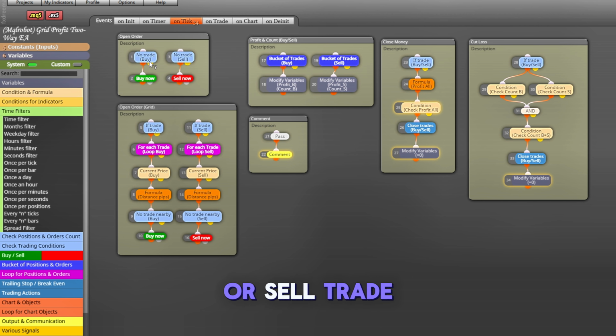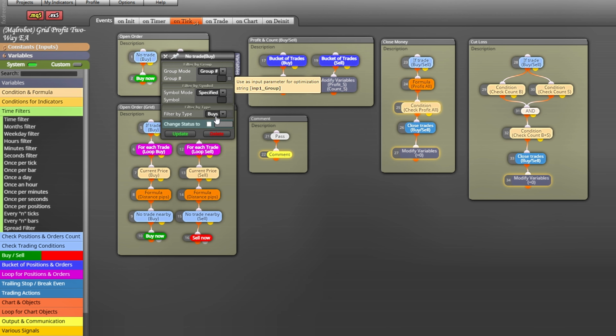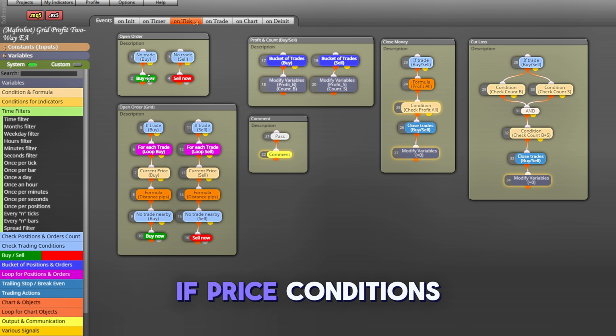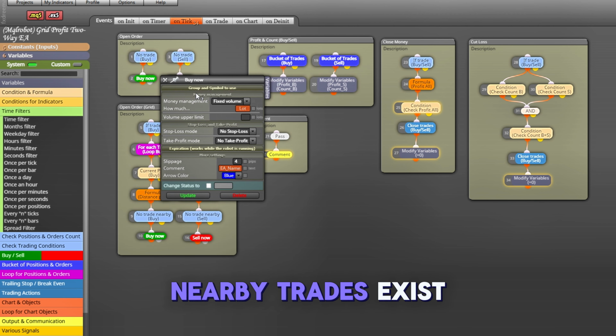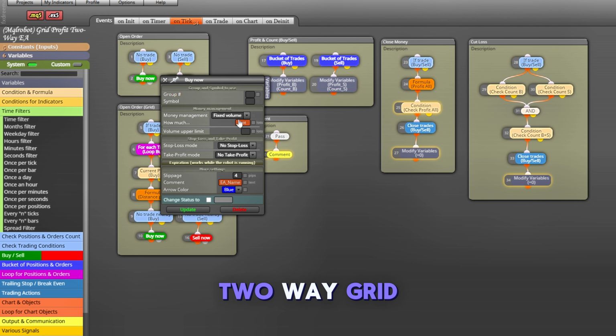For each buy or sell trade, it compares the current price and calculates distance in pips. If price conditions match and no nearby trades exist, it opens the next grid level, either buy or sell. This creates a two-way grid that dynamically adjusts based on market action.